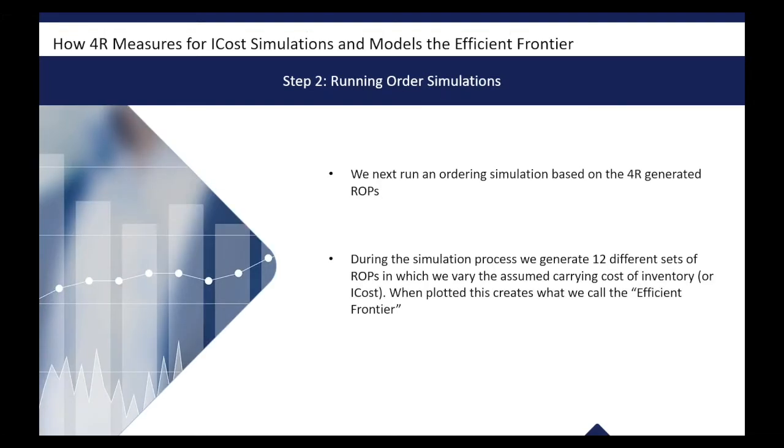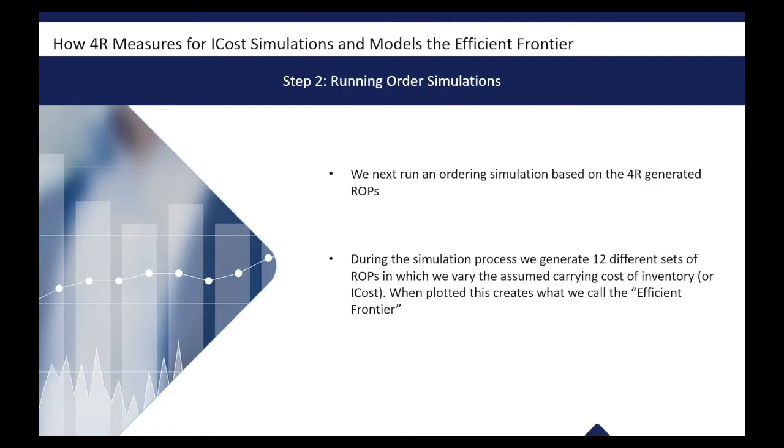Once we've identified a customer's historical costs and have generated historical reorder points, step two involves running an iCost simulation against the client's current production reorder points. During simulation processing, we identify and model 12 various changes to store replenishment production settings that will improve inventory performance. These 12 settings can be identified as the iCost settings.